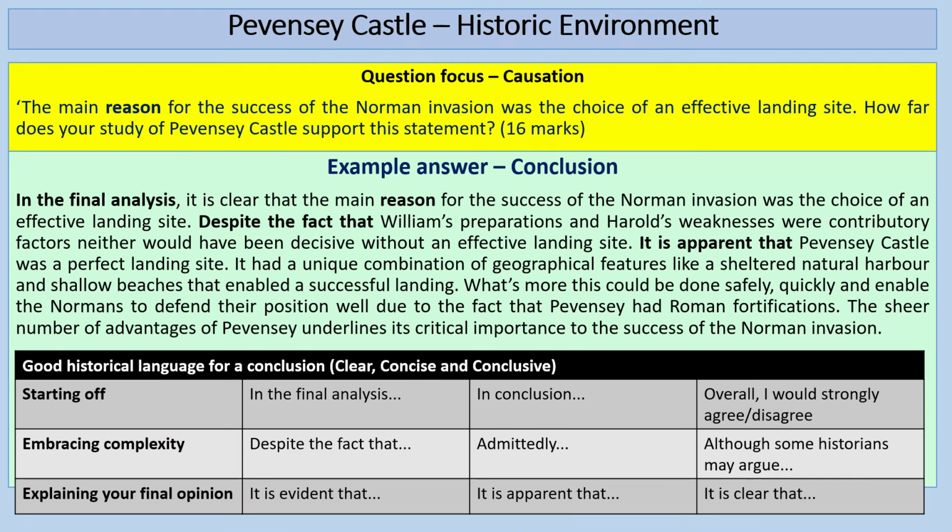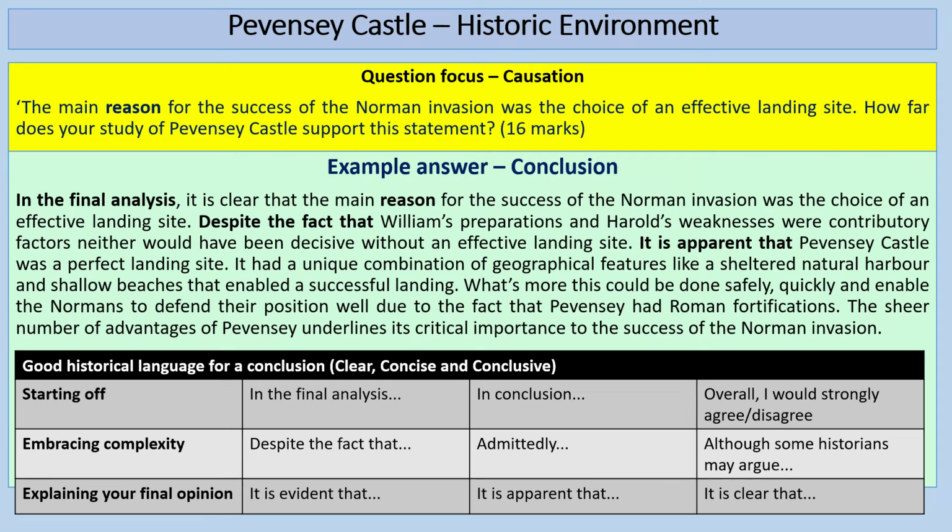Okay, now you're going to want a conclusion to get into the top marks. It's really important to have a good conclusion. So here is an example answer for a conclusion. Now, there's some good historical language here that you can use to write a good conclusion. But here's an example one. In the final analysis, it is clear that the main reason for the success of the Norman invasion was the choice of an effective landing site. Despite the fact that William's preparations and Harold's weaknesses were contributory factors, neither would have been decisive without an effective landing site. It is apparent that Pevensey Castle was a perfect landing site.